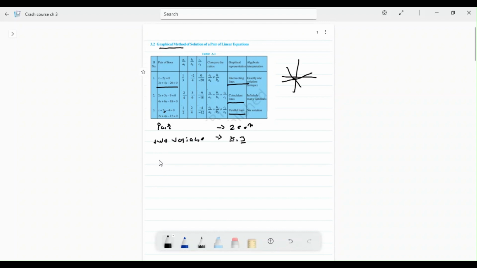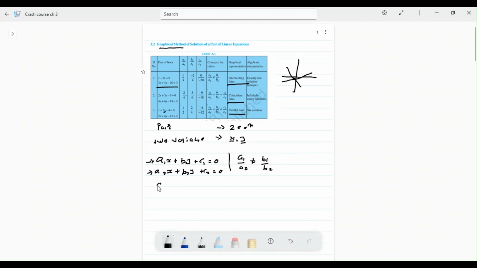Now what we will do is write two different equations, so it's a pair of equations. First one is a1x plus b1y plus c1 is equal to 0. Another equation is a2x plus b2y plus c2 is equal to 0. Now if a1 upon a2 is not equal to b1 upon b2, then both the lines generated by both the equations intersect at only one point, and the value of x and y of that point is the solution of the equations.